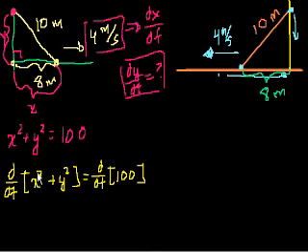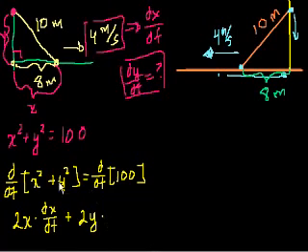So what's the derivative with respect to time of x squared? Well, it's the chain rule. It's the derivative with respect to x of this entire expression. So that's 2x times the derivative of x with respect to time. That's just the chain rule. Plus the derivative of this expression with respect to y. So that's 2y times the derivative of y with respect to time.